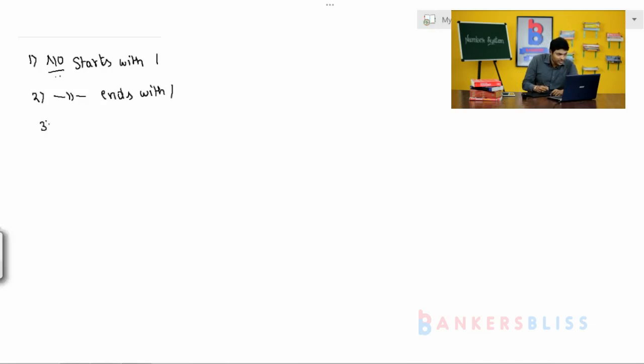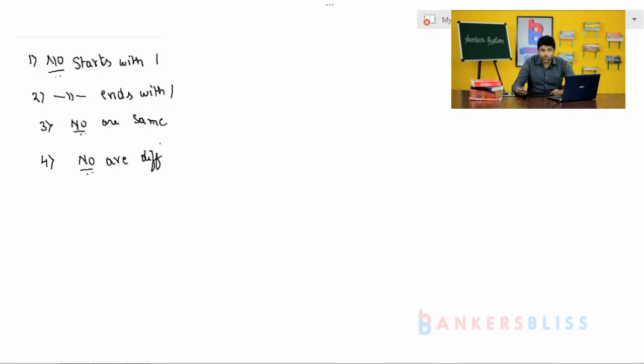The third case, the numbers are the same. The fourth case, the numbers are different. So the first one, the number starts with 1. Second case, the number ends with 1. Third one, the numbers are the same. Fourth one, the numbers are different. So now, let us take the first condition.